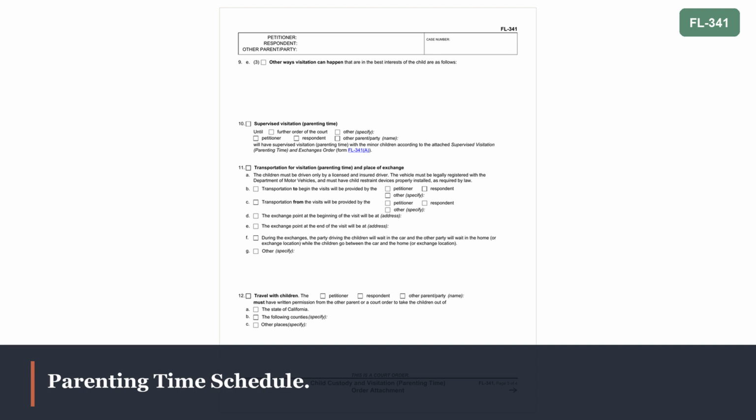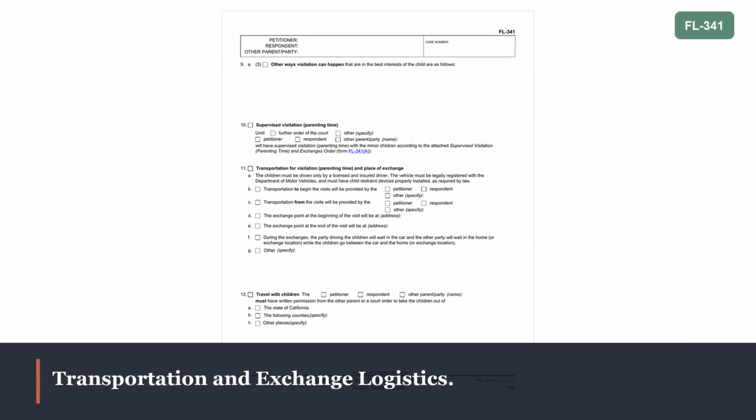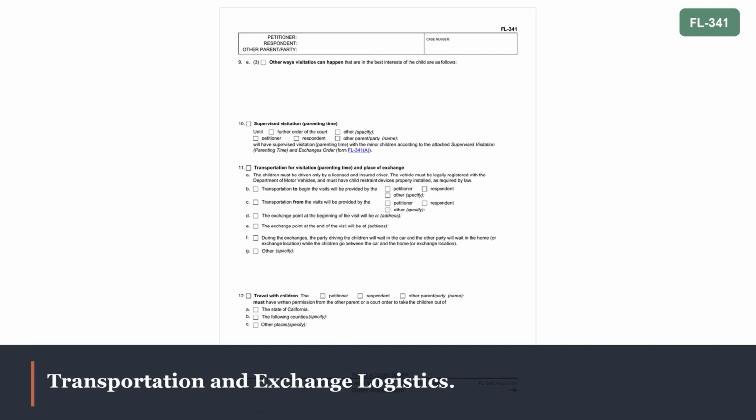Pro tip: draft the schedule as if it will be read months or years later by someone unfamiliar with your family. Transportation and exchange logistics. Beyond the basic schedule, this section can specify practical logistics: who is responsible for transportation, where exchanges happen, a home, a school, a neutral public location, and any special arrangements needed, such as a third party handling exchanges if the parents don't interact directly.